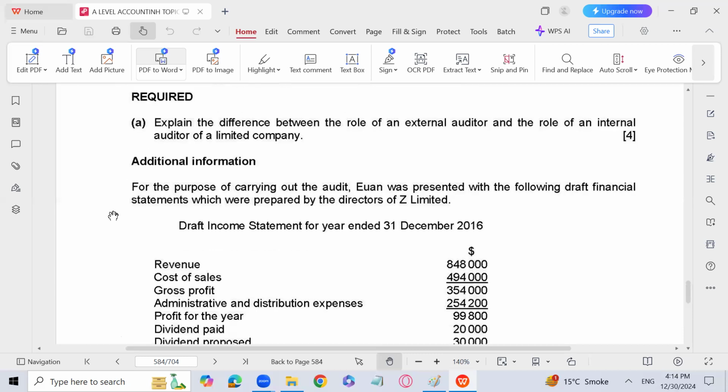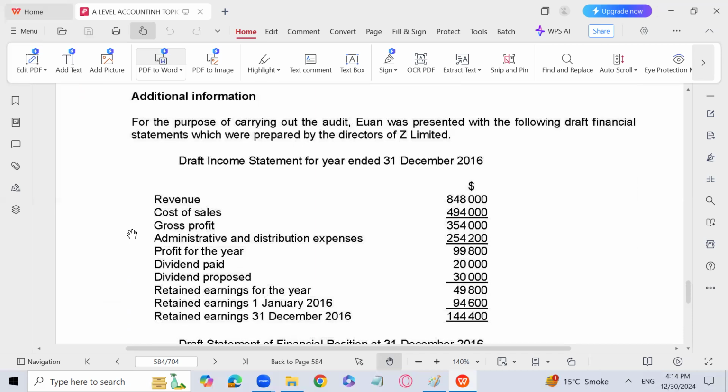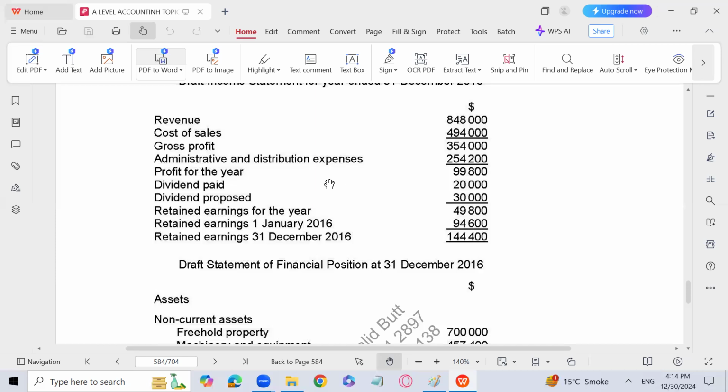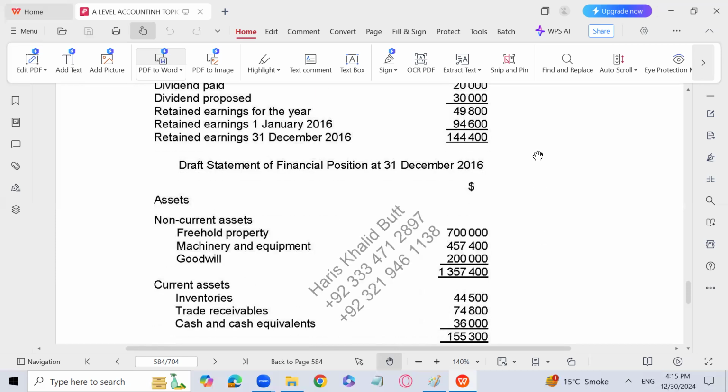For the purpose of carrying out the audit, Yuan was presented with the following draft financial statements, which were prepared by the director. Revenue, cost of sales, gross profit, administration and distribution expenses are given, and profit for the year. Dividend paid and dividend proposed won't come in the income statement. Dividend paid comes in the statement of changes in equity. Same is the case with retained earnings.